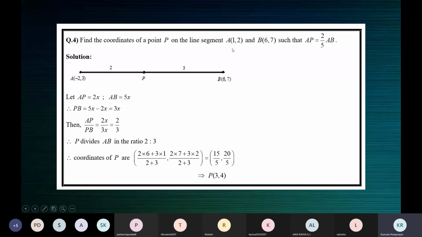What is x2? 6, ma'am. y2? 7. y1? 2, ma'am. So you know the values of m, n, x1, x2, y1, y2. Substitute in the formula and find the coordinates of P. So P is given by the coordinates 3, 4.